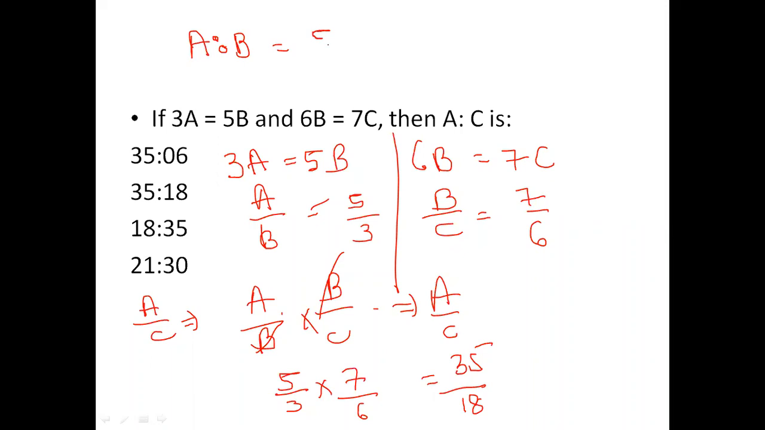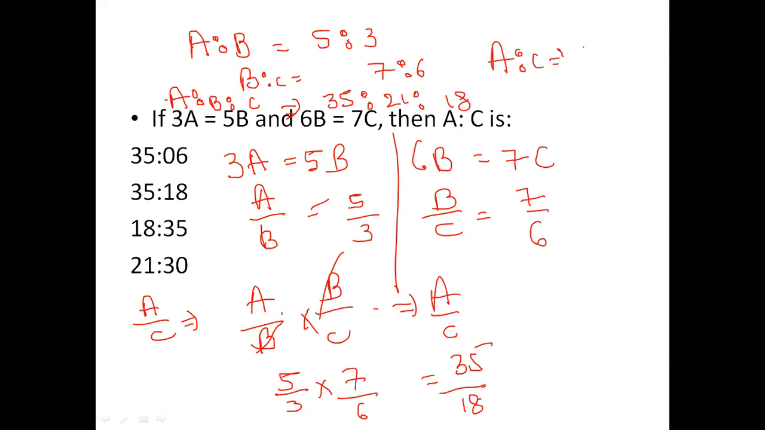A is to B is equal to 5 is to 3, and B is to C is equal to 7 is to 6. Okay. So you should be finding out the ratio of A, B, and C, guys. Now 5 sevens 35. Next 3 sevens 21. Next 3 sixes 18. So they're asking for A is to C. Concentrate on A portion, that is 35. Concentrate on C portion, that is 18. So you can solve it using any logic. The answer is the same.